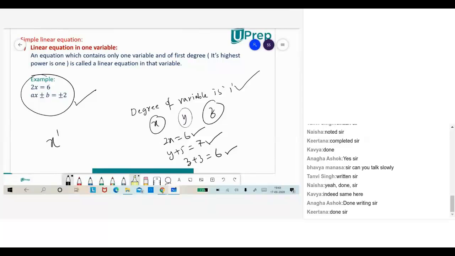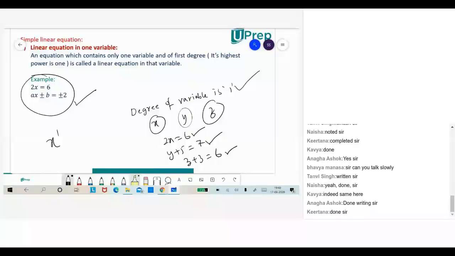So I've given some examples. 2x is equal to 6 is a linear equation in one variable x. y plus 5 is equal to 7 is a linear equation in one variable y. z plus 3 is equal to 6 is a linear equation in one variable z. So this is what is called a linear equation in one variable.